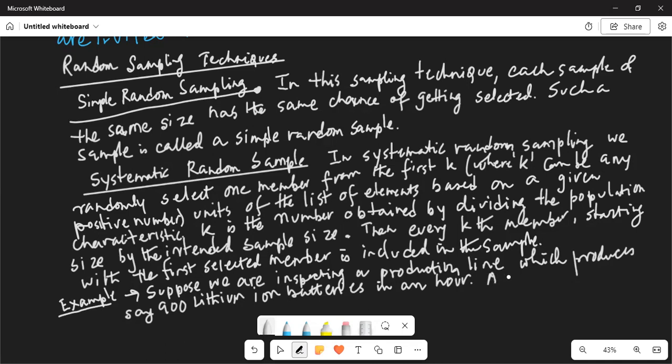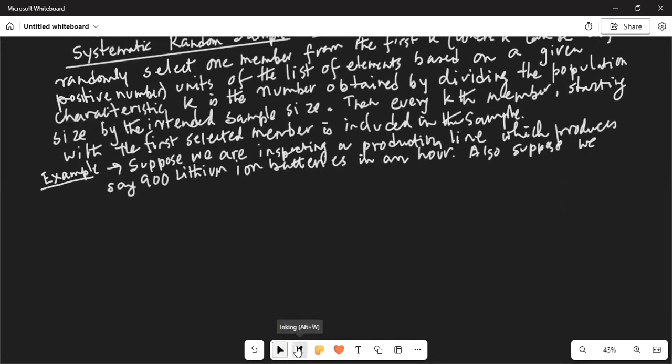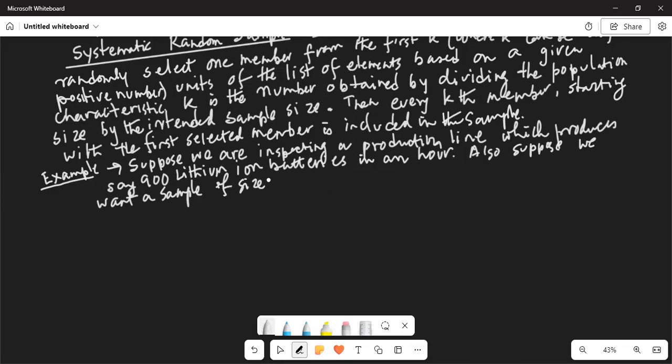Also, suppose we want, let me create some space. We want a sample of size n equal to 30. Then 900 divided by 30 is equal to 30.